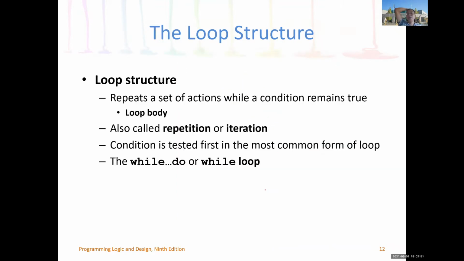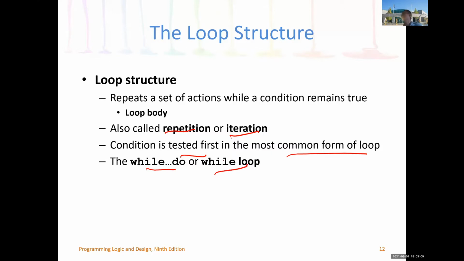And the loop structure is a repeat of a set of actions while a condition remains true. That's the loop body. It's also called a repetition or iteration. And the condition is tested first in the loop. It can be the while loop.